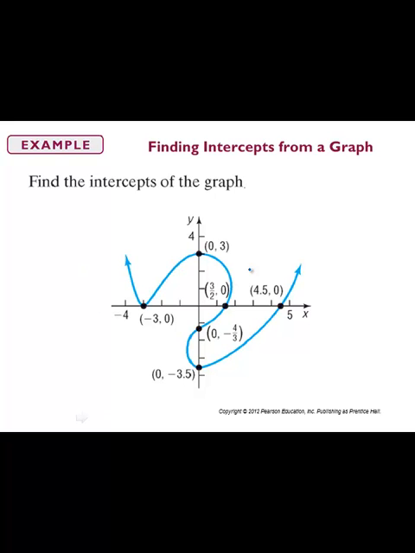Here we've got this crazy graph here. Notice that we have an x-intercept at (-3, 0) right here, an x-intercept at (3/2, 0), and an x-intercept at (4.5, 0). We've got y-intercepts at (0, 3), at (0, -4/3), and also at (0, -3/5).